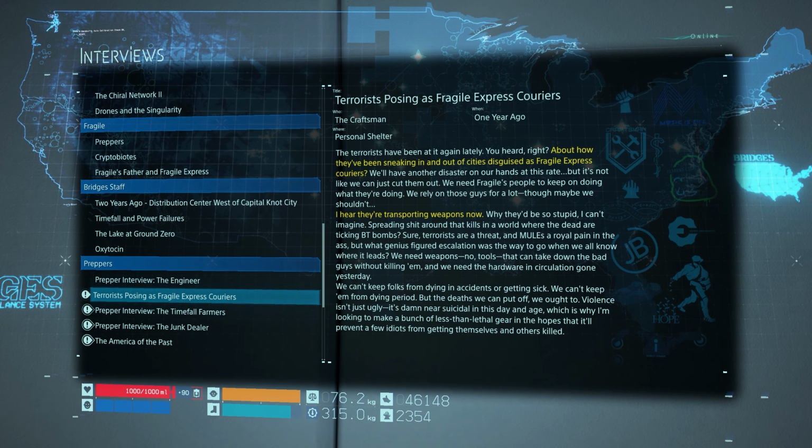We can't keep folks from dying in accidents or getting sick. We can't keep them from dying, period. But the deaths we can put off, we ought to. Violence isn't just ugly, it's damn near suicidal in this day and age. Which is why I'm looking to make a bunch of less than lethal gear in the hopes that it'll prevent a few idiots from getting themselves and others killed.